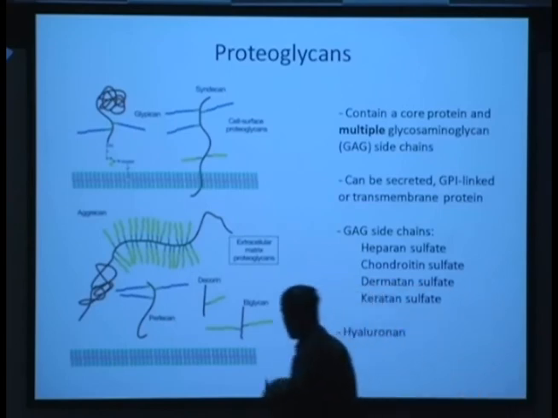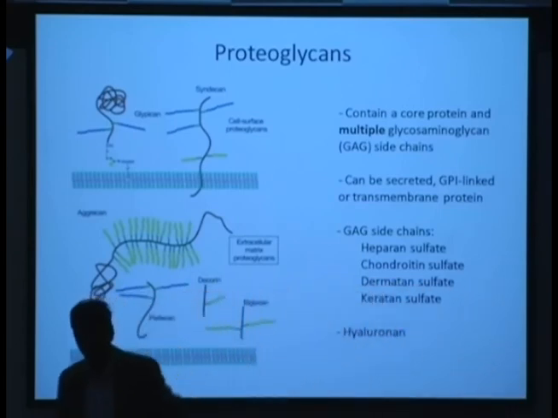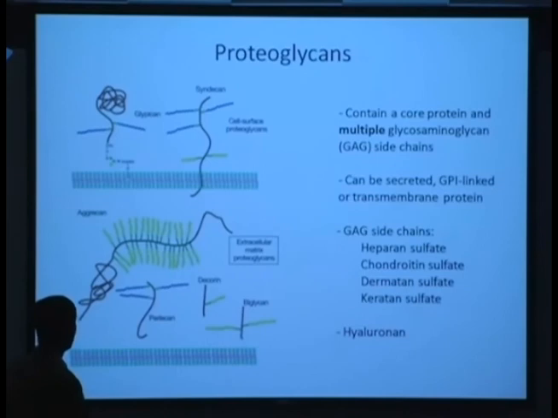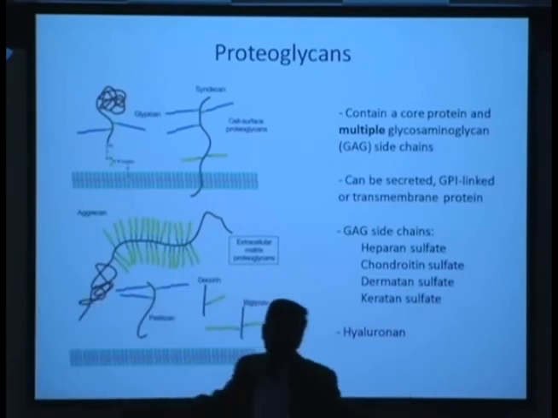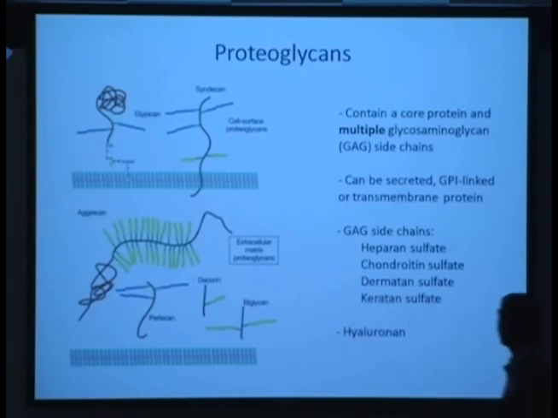This proteoglycan has a core protein, to which carbohydrate polysaccharide chains are added. These side chains are called glycosaminoglycans because they have two repeating disaccharide units. One is hexosamine, and one is uronic acid.